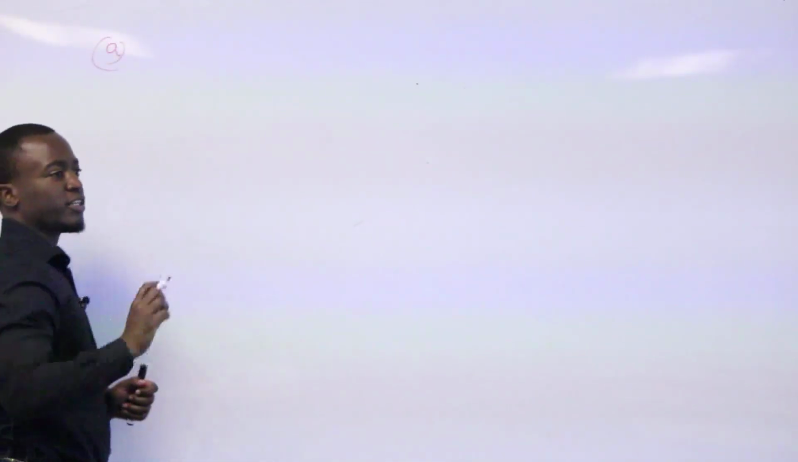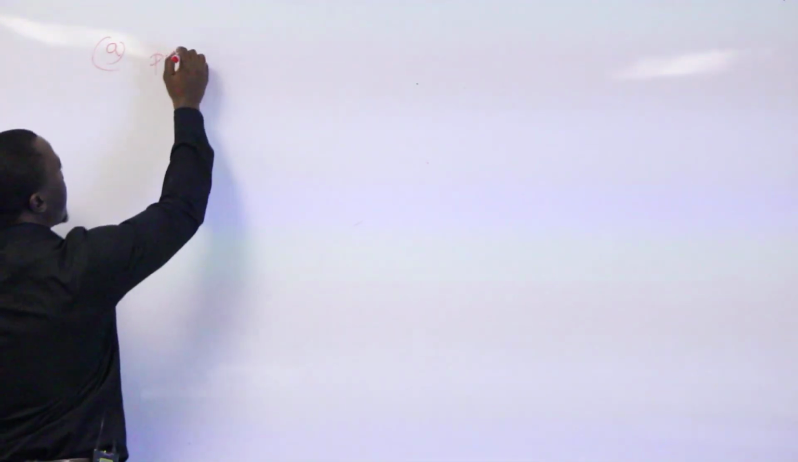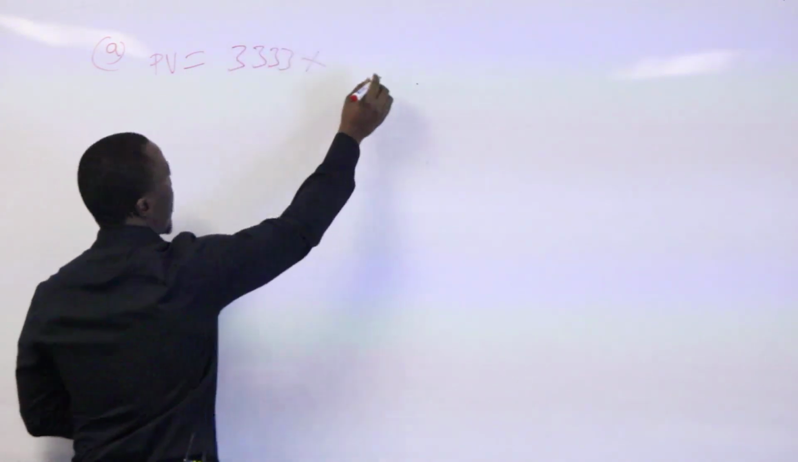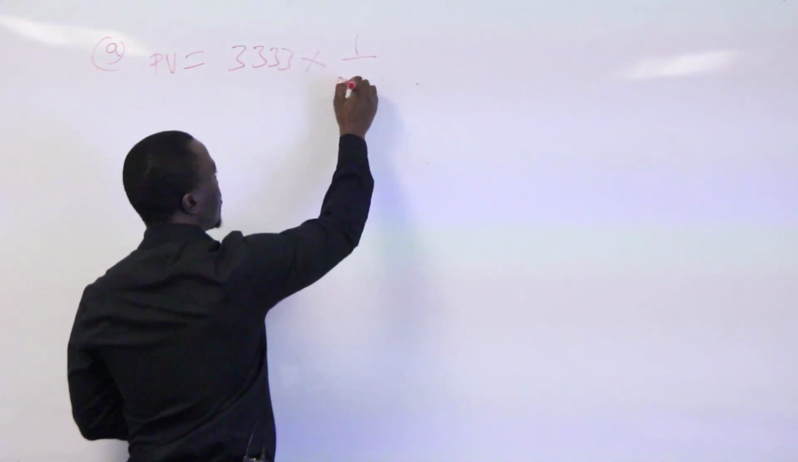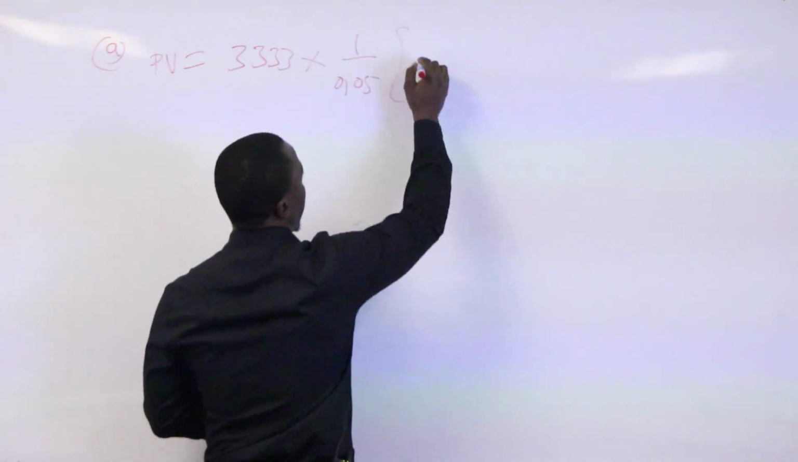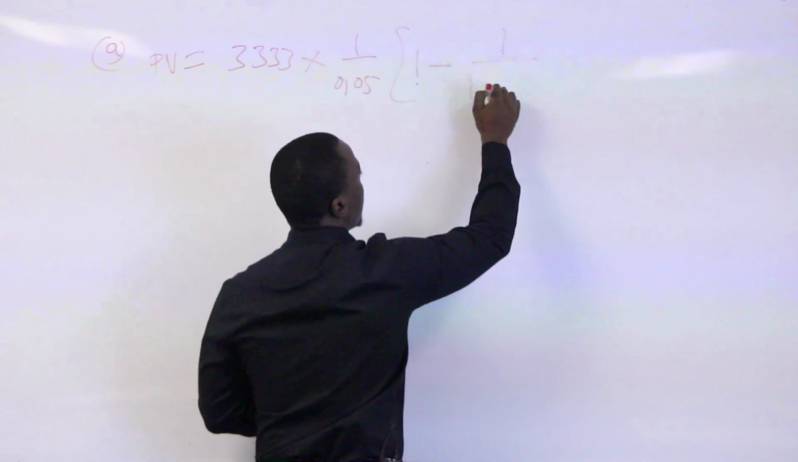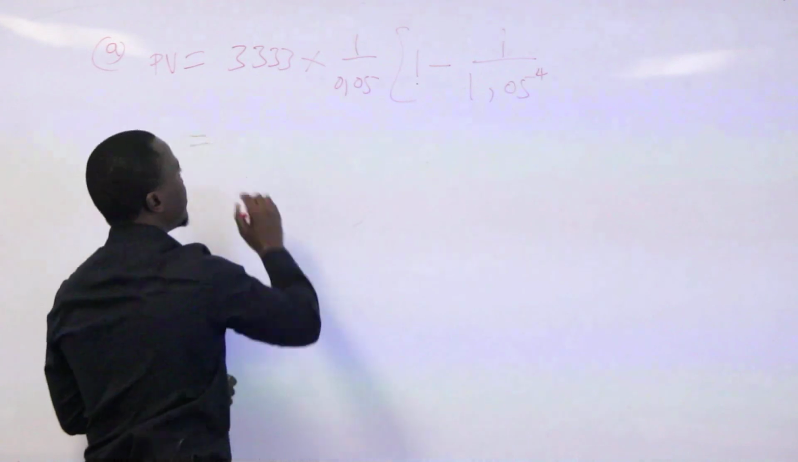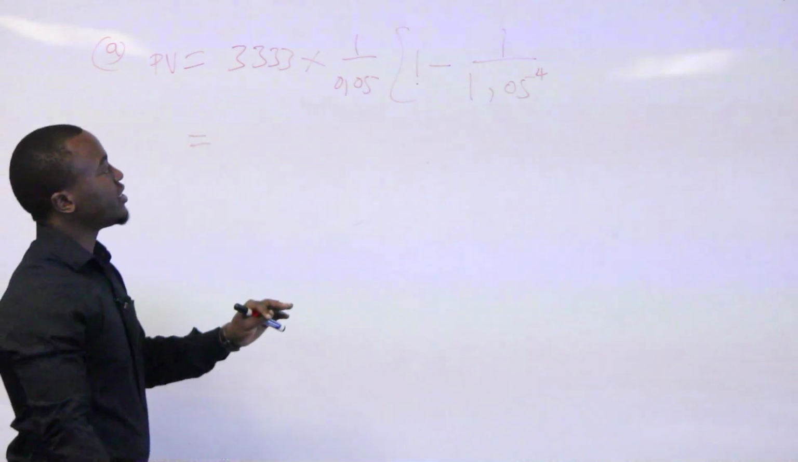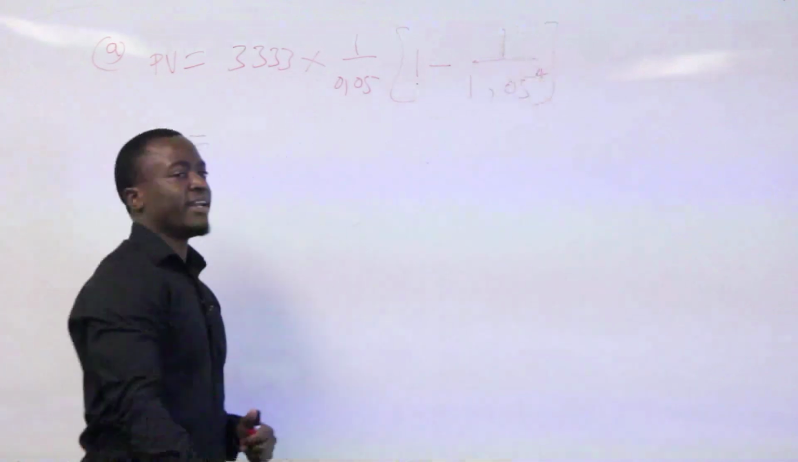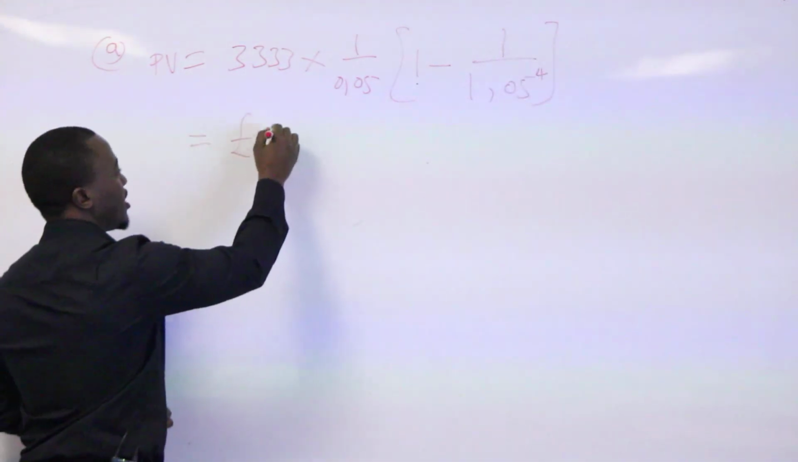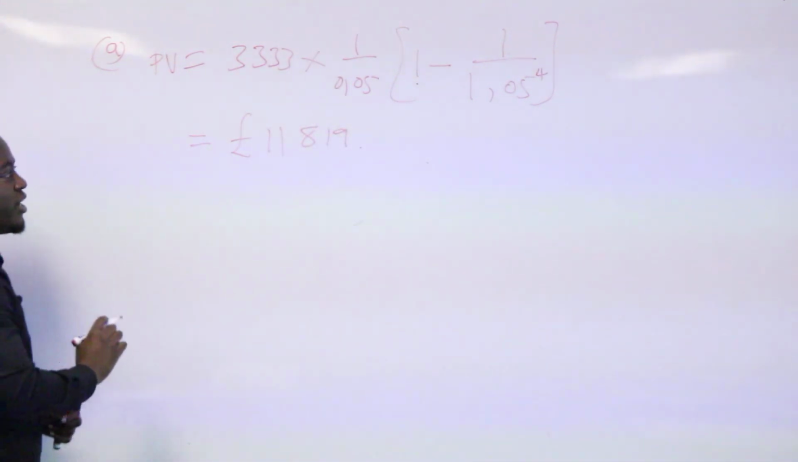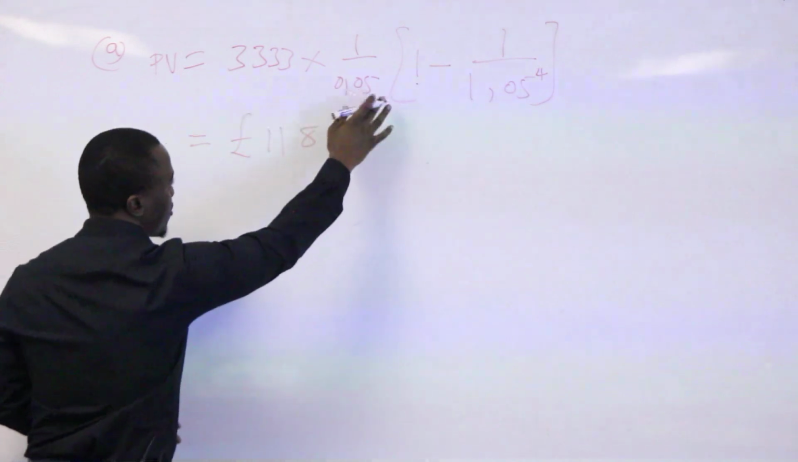For us to calculate the present value, it's going to be present value equals 3,333 multiplied by 1 over the rate, which is 0.05, multiplied by 1 minus 1 over 1.05 to the power of how many years? 4, like that. Just simplify it on your calculator. Close brackets there, and the answer should come out as 11,819 pounds. That's the answer if you're using the formula. This is your annuity factor formula there.